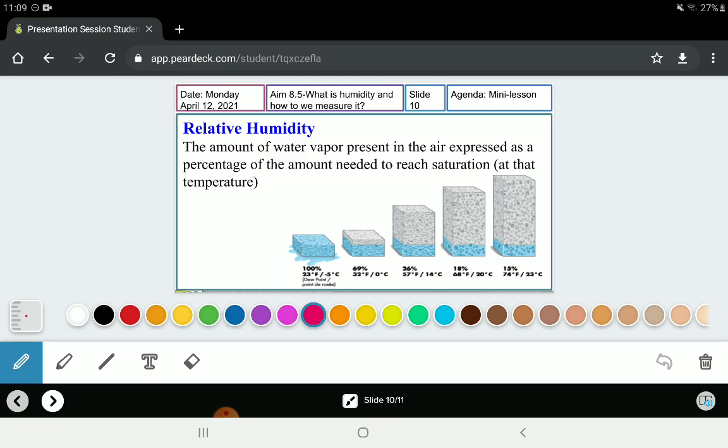So relative humidity, we already did talk about this a bit. Relative humidity is the amount of water present in the air, and it's expressed as the amount needed to reach saturation. So if you look at those diagrams, these are the same diagrams as we saw on the other slides. However, if you look on the one on the left, it's at 100% relative humidity. That means that it cannot hold any more water, and all of the water will start condensing out at that point. The next one has 69% humidity, which means that 69% of this parcel is actually full of water.